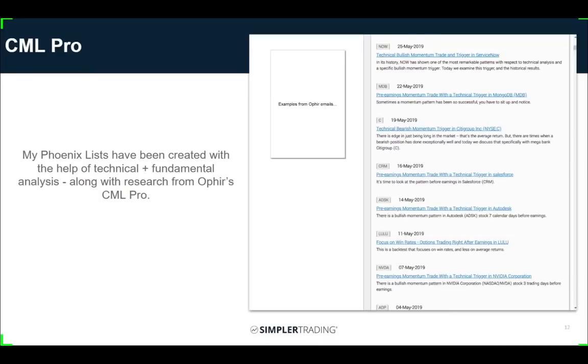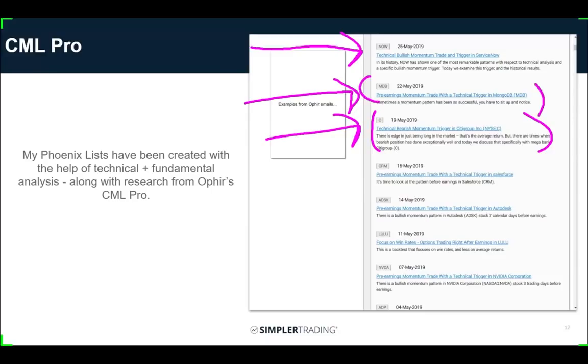So here are a couple different examples from Ophir's emails that he sends out. Now, I try to pull these up in the trading room when the moment presents itself, but you also may not be aware that we're using this information for trades in our trading room. And so you can go back within his service. You can see, all right, we had a trigger here in ServiceNow. We had a trigger here in MDB. He was the one that turned me on to this one.